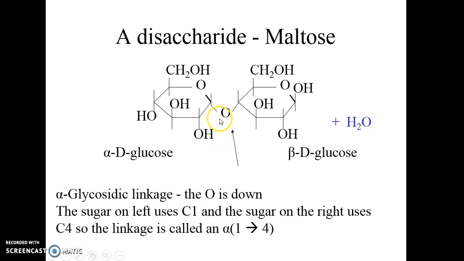To describe the glycosidic linkage shown here, we look at the sugar on the left and we see that it's alpha. So we call it an alpha linkage, and then we number what carbons attach it. Because this is the number 1 carbon, 2, 3, 4, 5, 6. And then this is the number 4 carbon right here, 1, 2, 3, 4. We call this an alpha 1,4 linkage.